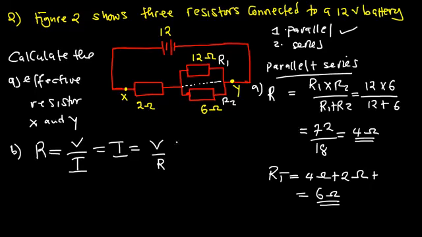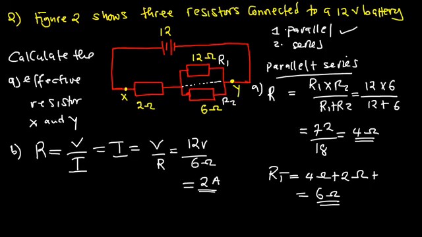We want the total current. Do you have the total voltage? Yes, we have, which is 12 volts. Do you have the total resistance? Yes, right here, and it is 6 ohms. If we divide, you find that we are going to get 2 amps. Okay, that is the total current in the circuit.